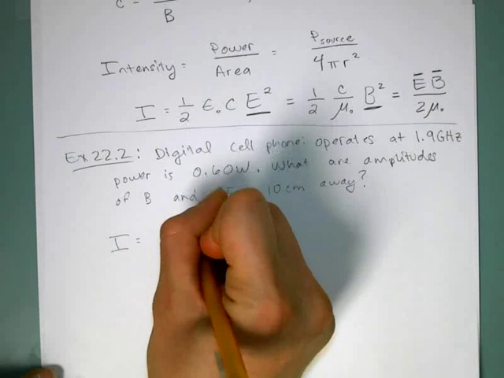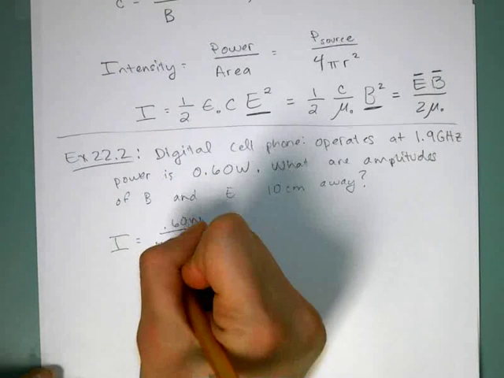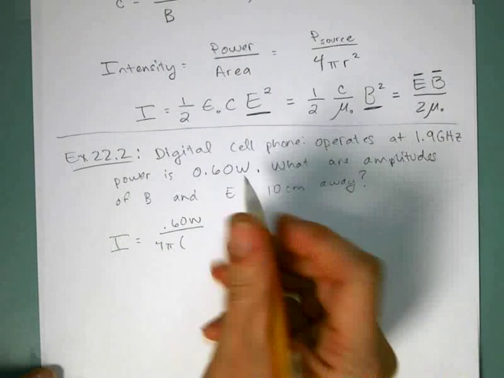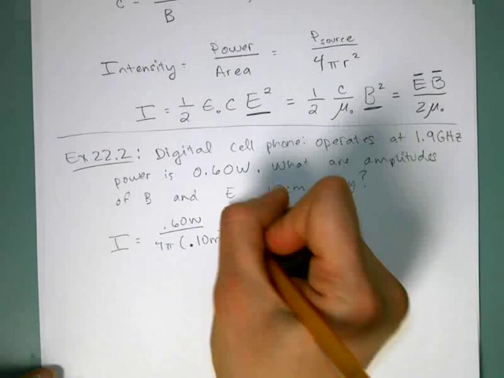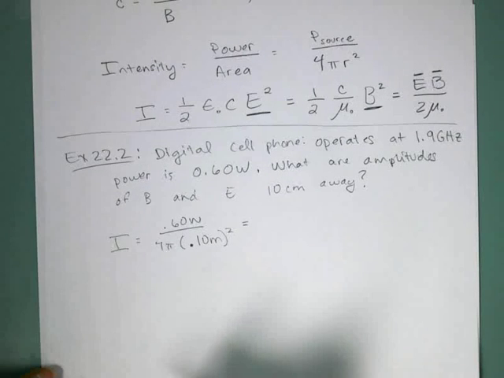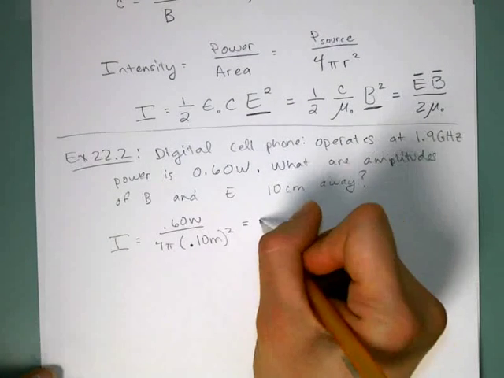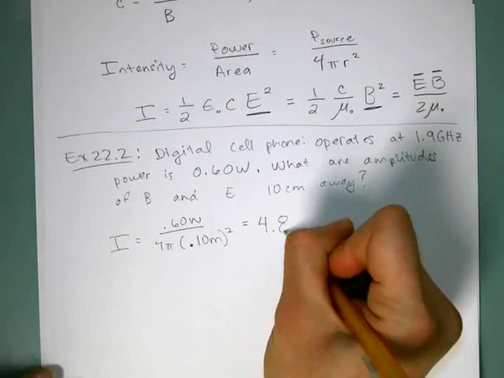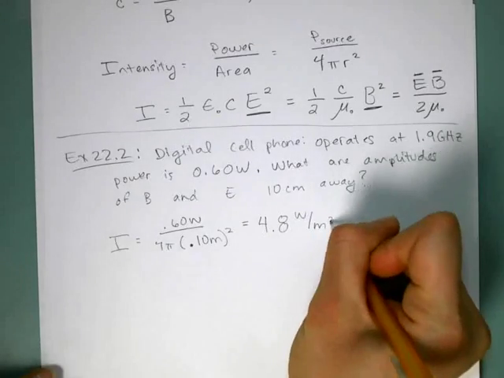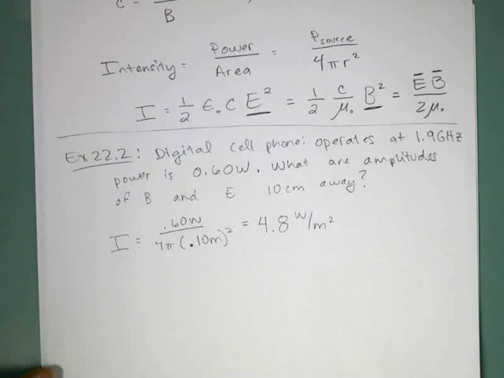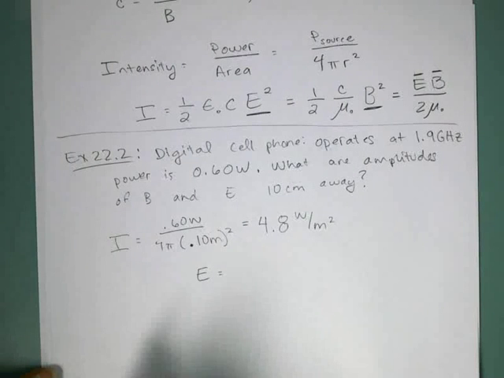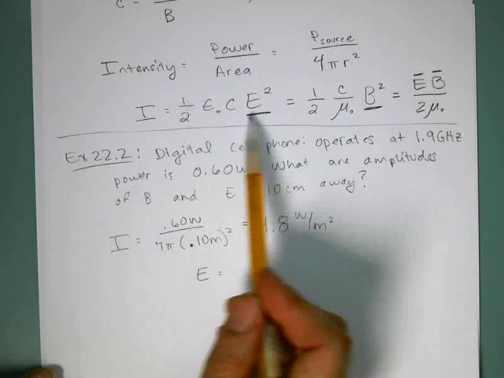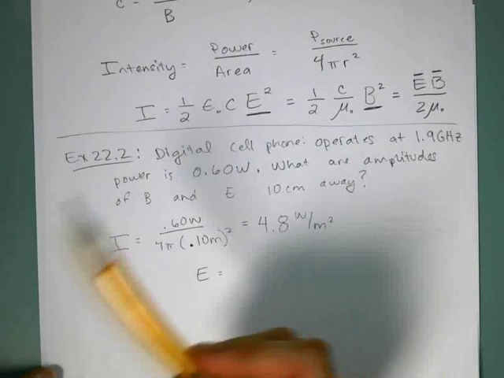So we have that intensity is going to be power over area. So we'll just plug in that formula so that the intensity of that wave is 0.6 watts divided by 4 pi r squared. So r will be 0.1 meters. And putting those numbers into my calculator, I get 4.8 watts per meter squared.